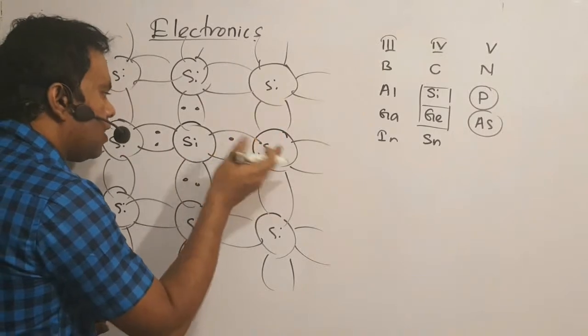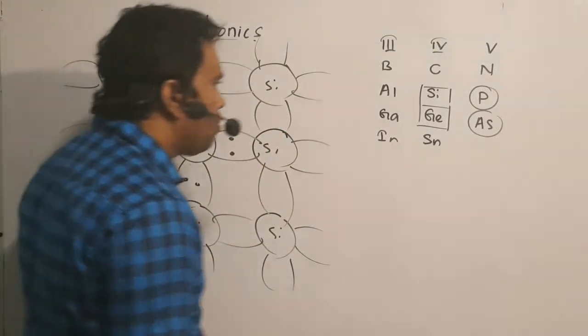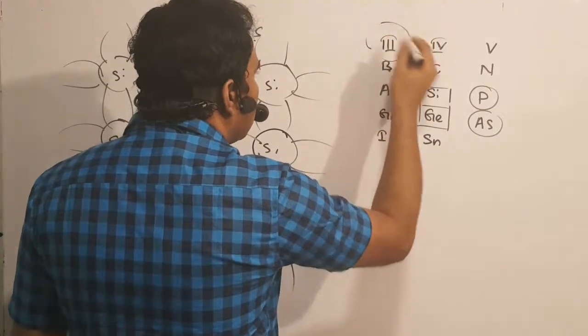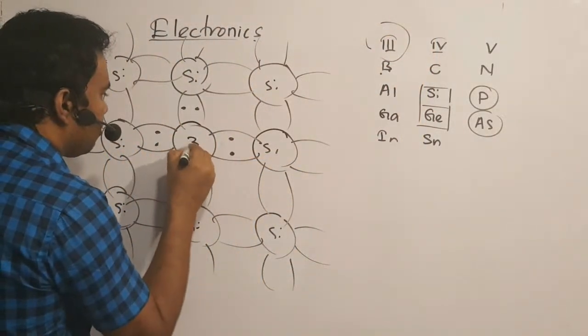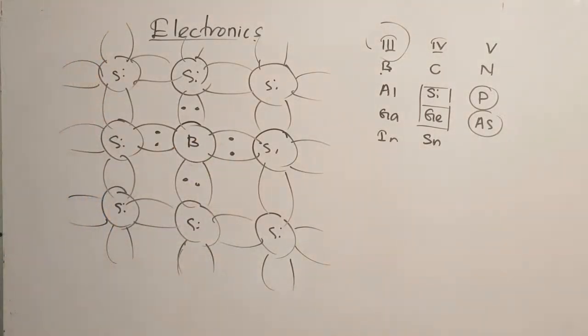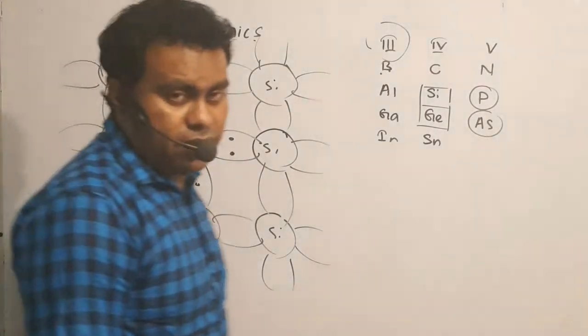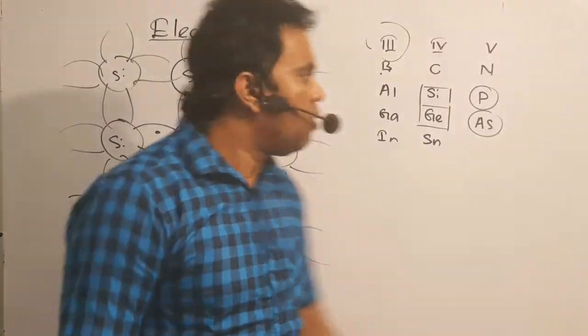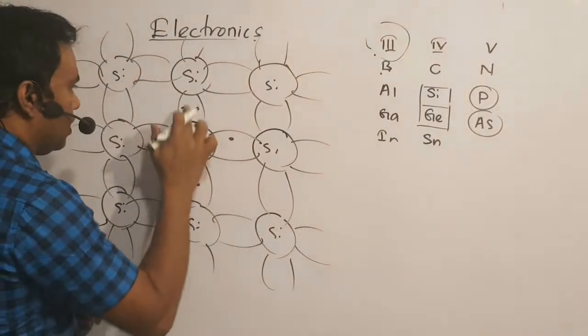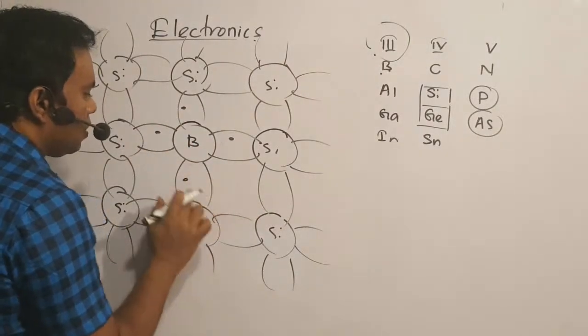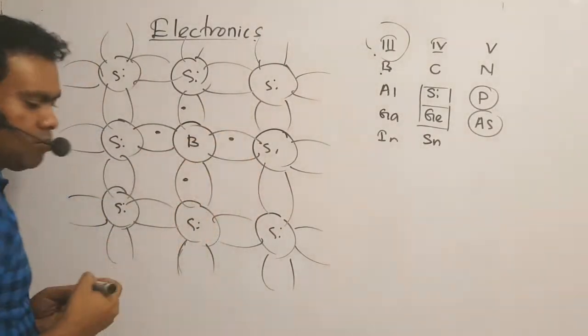Okay, silicon is fourth group, but what happens when an element like boron from the third group exists here? Boron is third group. It has 3 electrons in the outermost energy level. So these electrons are from silicon.